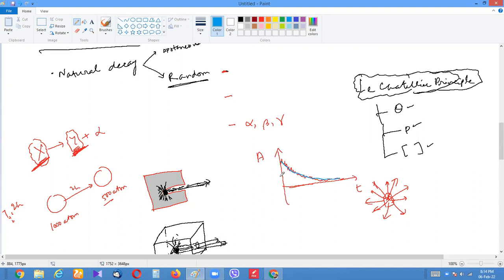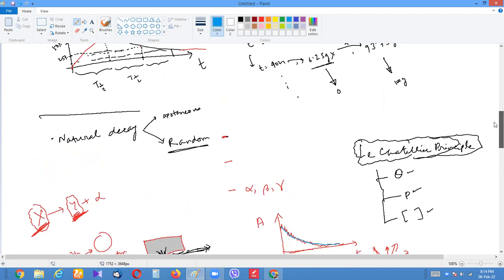So this point was telling us that within a certain duration of time, exactly how many decays will happen cannot be predicted earlier. এই পয়েন্টটা বুঝা গেছে কিনা? Yes.